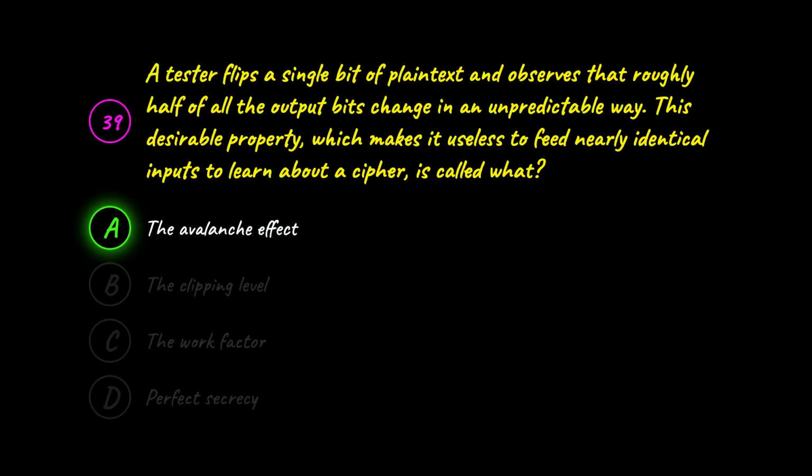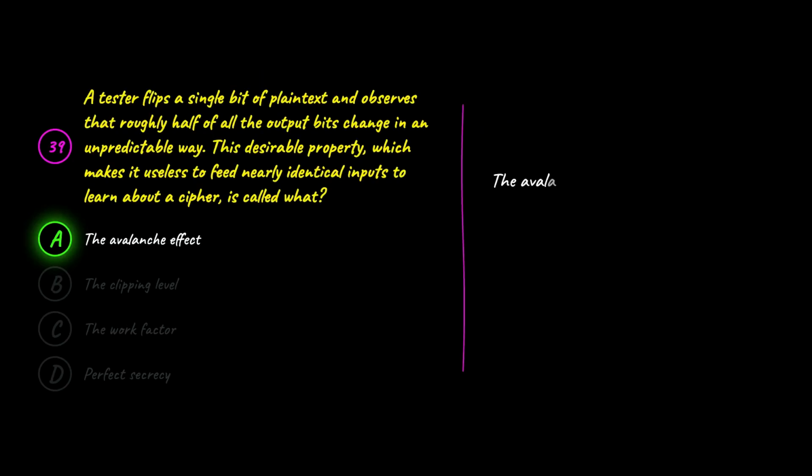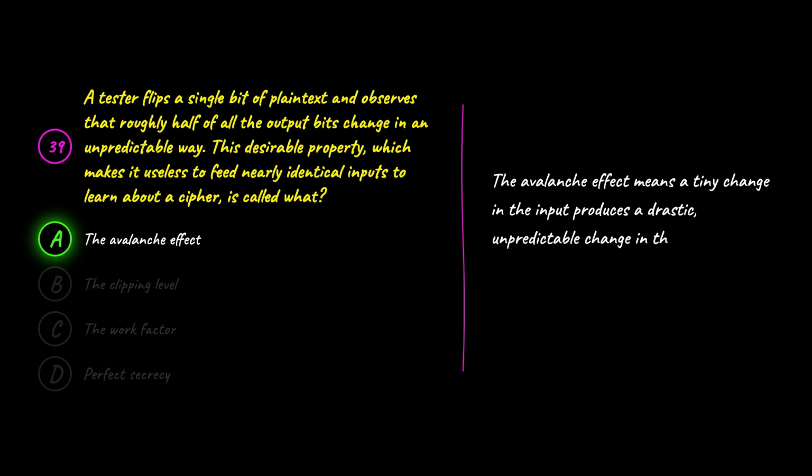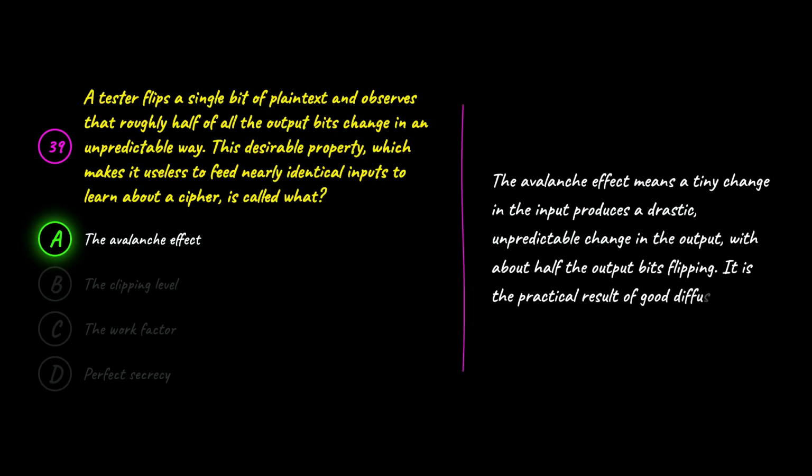The correct answer is A. The avalanche effect. A is correct because the avalanche effect means a tiny change in the input produces a drastic, unpredictable change in the output, with about half the output bits flipping. It is the practical result of good diffusion.